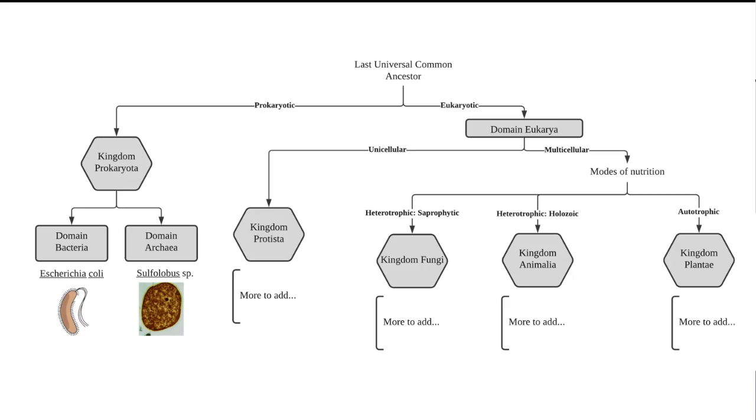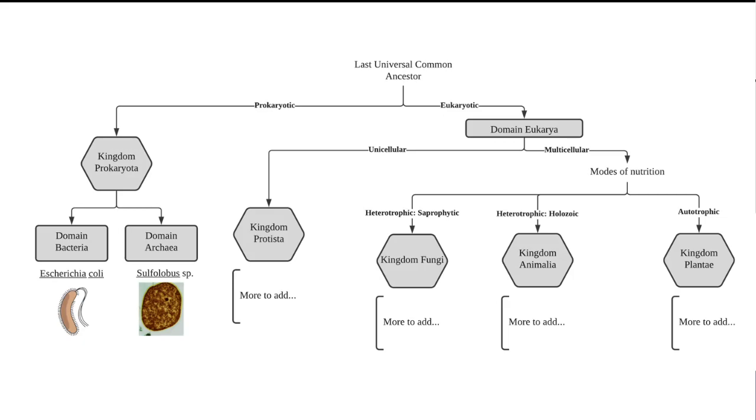The prokaryotic branch will lead to kingdom Prokaryota. From kingdom Prokaryota, that is further divided into domain Bacteria and domain Archaea. So here I will include a species example and a diagram. I've put in E. coli and a diagram of E. coli for bacteria, and Sulfolobus species with a diagram of Sulfolobus species for archaea.